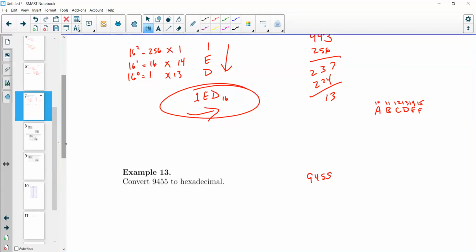So now I have 16 to the 0, which is 1, 16 to the first, which is 16, 16 to the second is 256, and it looks like 16 to the third will go in there as well. So how many times does 4,096 go into 9,455? 2, right? That's 8192? Is that right?